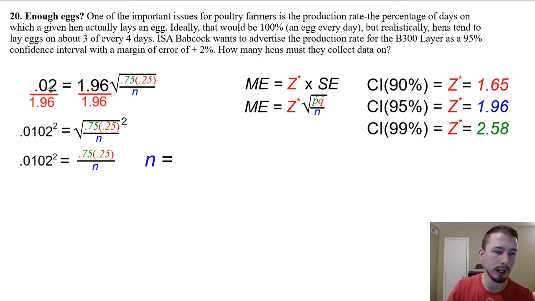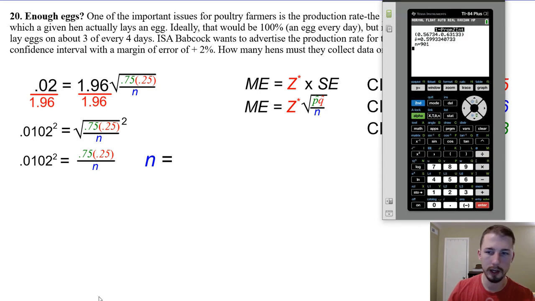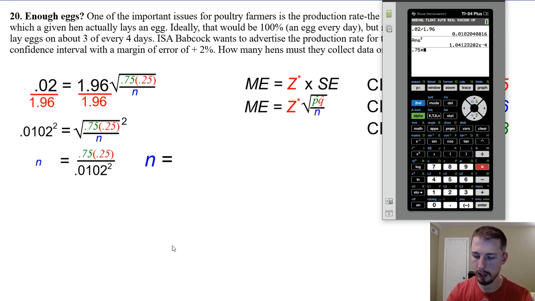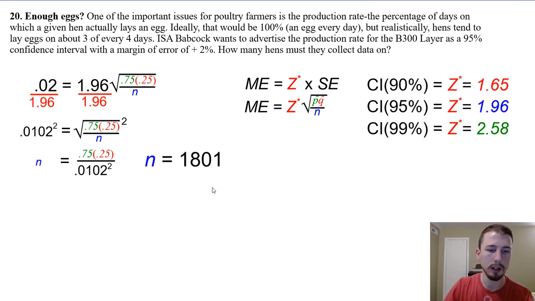So we divide both sides by the 1.96. I'm going to put that in the calculator real quick: 0.02 divided by 1.96. Then we're going to square both sides, so I'll go ahead and square it. Then we're going to switch the order of these two, so basically we divide that over here, and that's going to give us n. So I need to do 0.75 times 0.25 divided by the previous answer squared. Okay, cool. That means we're going to need to survey or collect data on 1,801 hens.